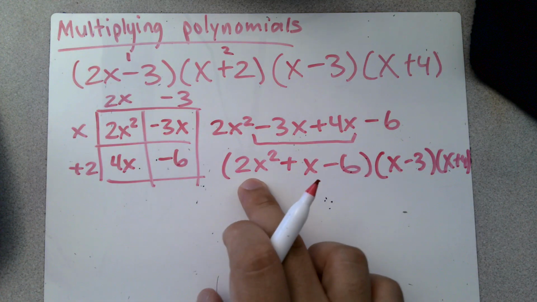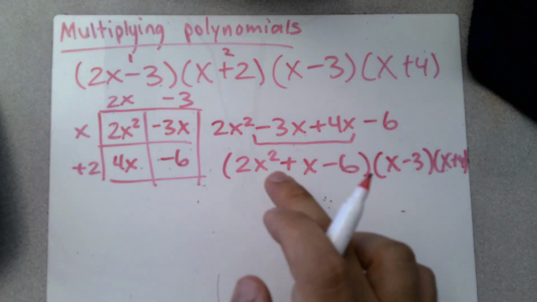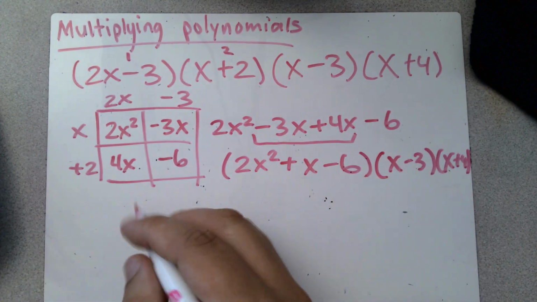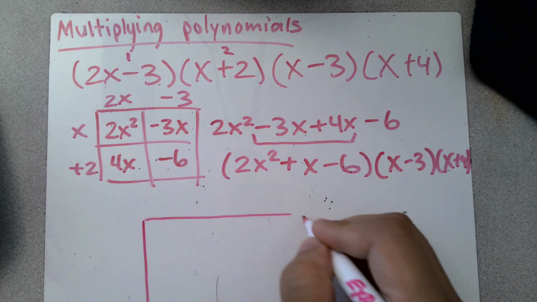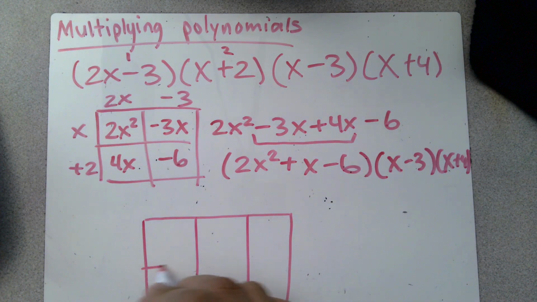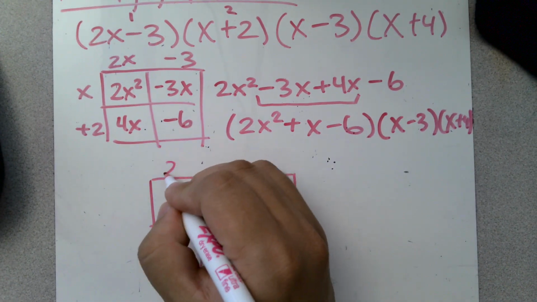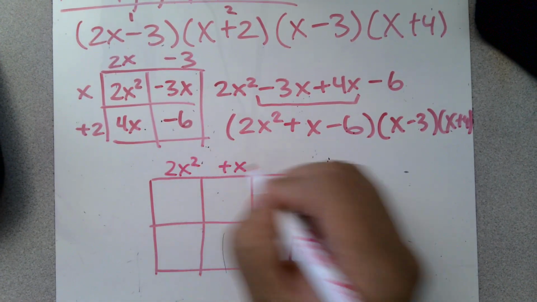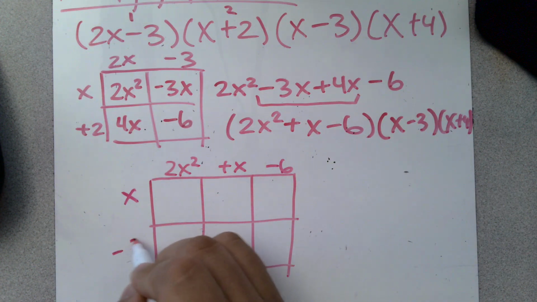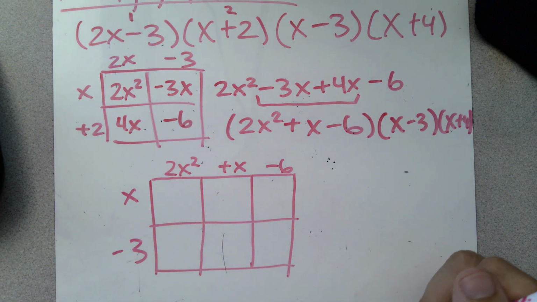So now I'm going to multiply 2x squared + x - 6 times x - 3. This has 3 terms. This has 2 terms. So when I make my area model, I'll make a box where I can fit 3 terms times 2 terms. My 3 terms go up here, 2x squared + x - 6, and then my other 2 terms go here. Now multiply again in the little boxes and combine like terms after.